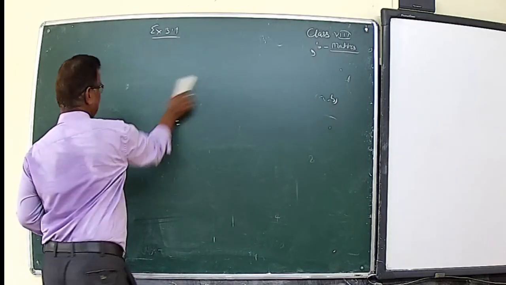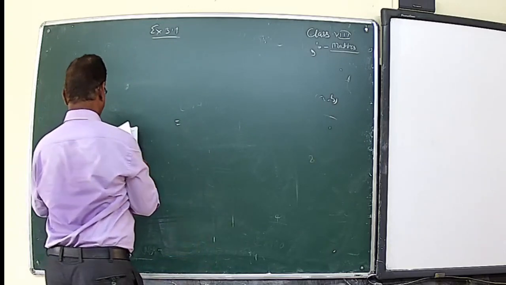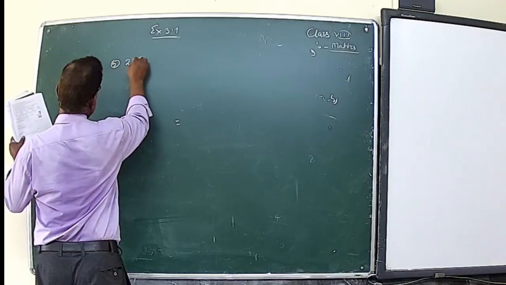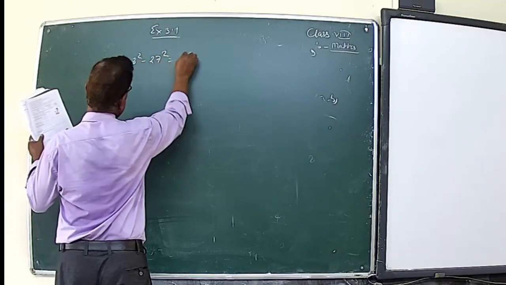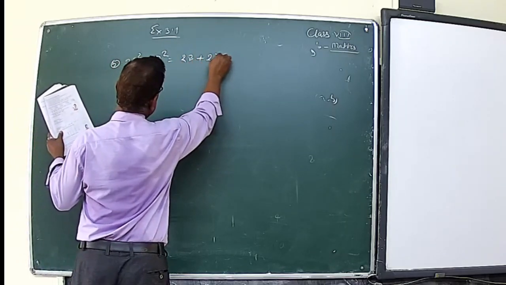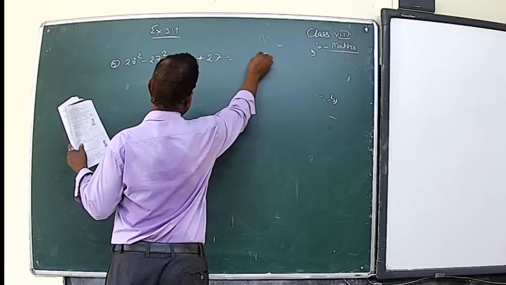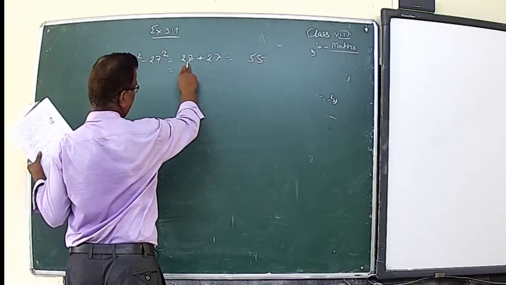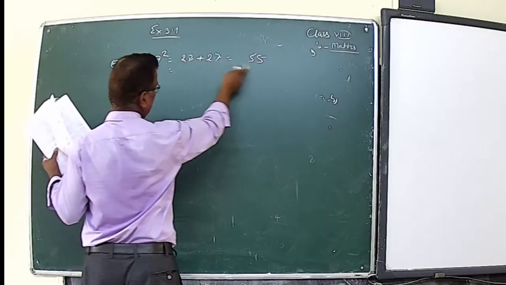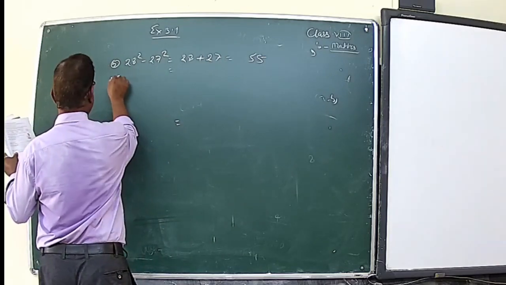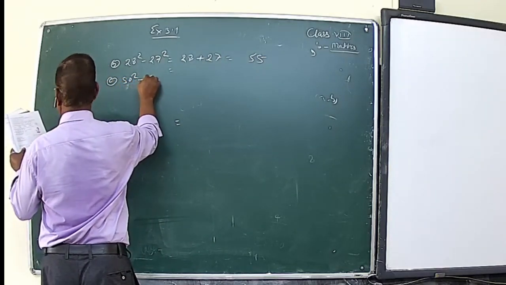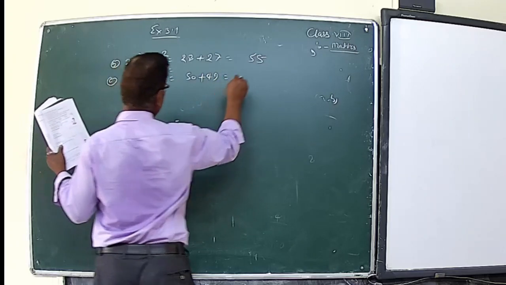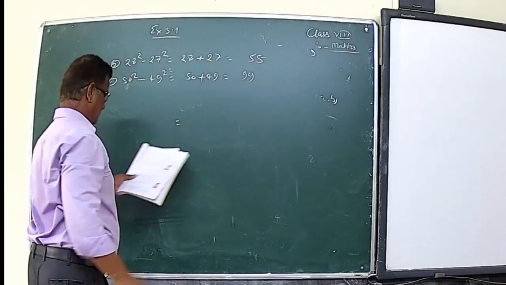See one more question from here. Given 28 squared minus 27 squared is equal to 28 plus 27, that is 55. Similarly, 50 squared minus 49 squared is 50 plus 49, which is equal to 99. Similarly, other questions we can do.